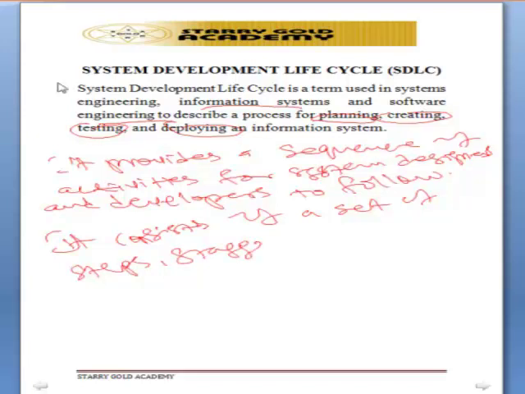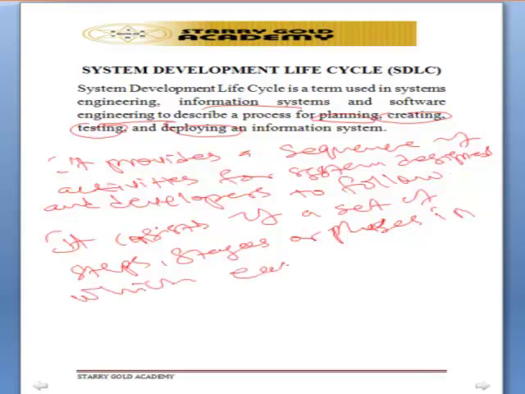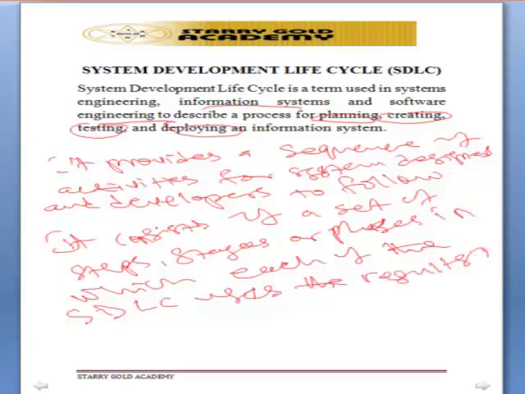It consists of a set of steps, stages, or phases. Now, in each phase of the system development life cycle, each stage of the system development life cycle uses the results of the previous ones.